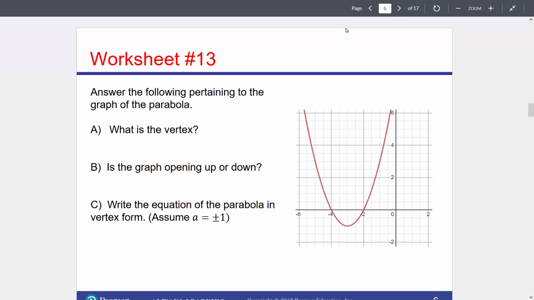Okay, so vertex. Looks like it's right here. So that's -2, -4. So this is probably -3. So x is -3. And then, like I said, 0, -1. So this is, or -2. This is probably -1. So it's the point -3, -1.